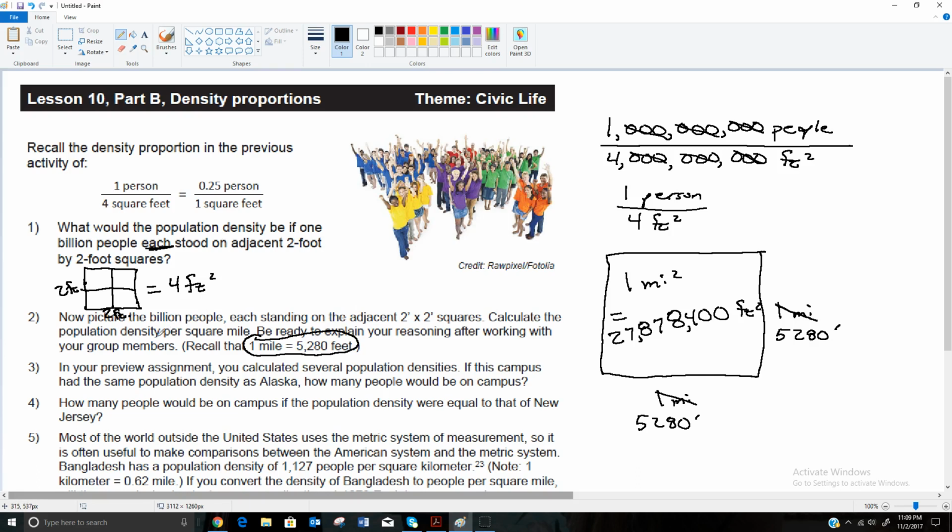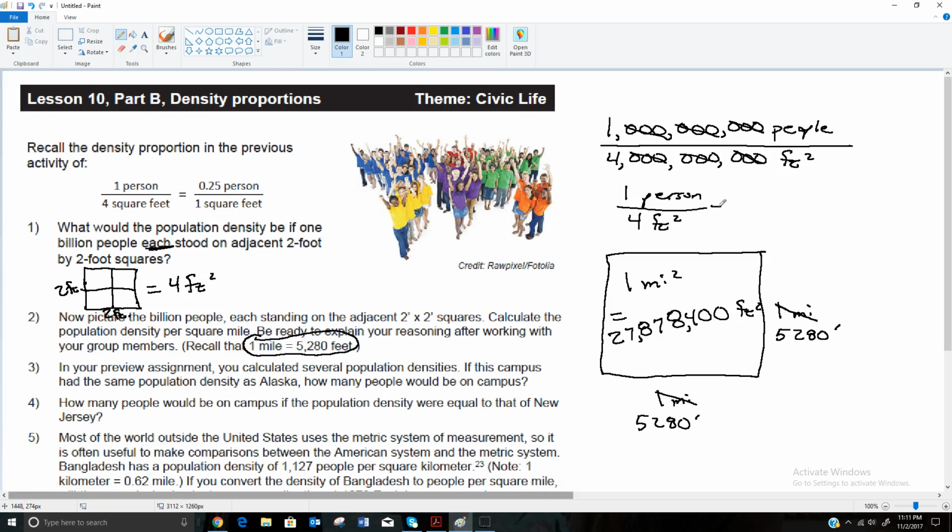So now we want to figure out the population density per square mile. I'm going to try to show this a couple different ways. I don't mind how you get your calculation when you do your work, as long as you're doing things that are mathematically sound and you show your work. So I'm going to show you a couple different ways we could calculate how many people this is per square mile.